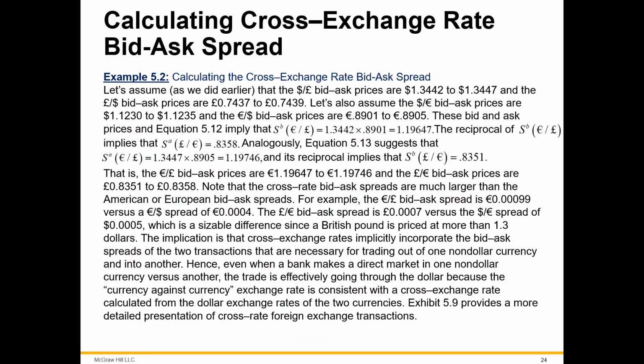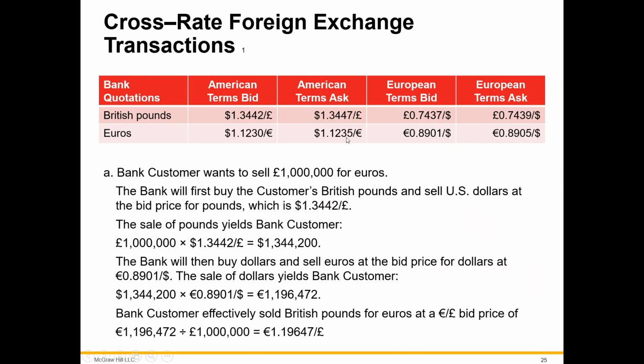So here's an example transaction. We've got the American bid, the American ask, the European bid, and the European ask for pounds and euros. We're doing cross rates, so we're trying to sell pounds for euros. We're going to route through the dollar. So we've got 1,000,000 pounds and we're going to dollars, so I need to do pounds for dollars.